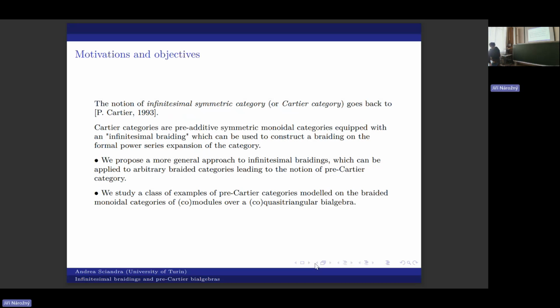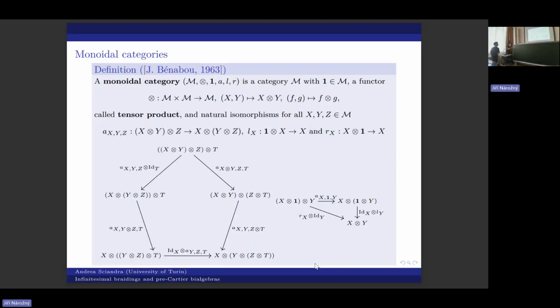So first I start by following the definition of monoidal category introduced by Benabou in 1963. A monoidal category is just a category M with a distinguished object 1, the unit object, and a tensor product functor that associates to any pair of objects an object X tensor Y, and to any pair of morphisms F and G, a tensor product F tensor G.